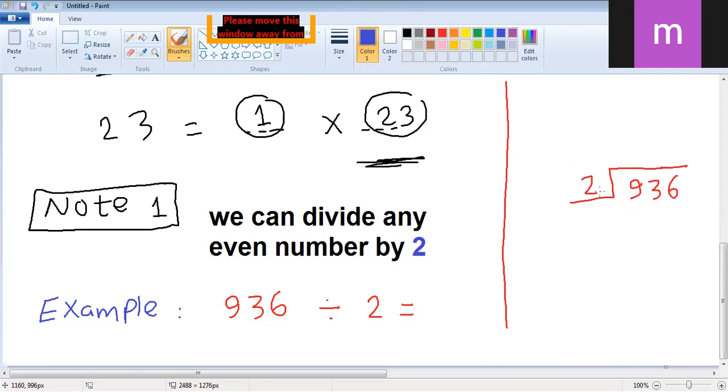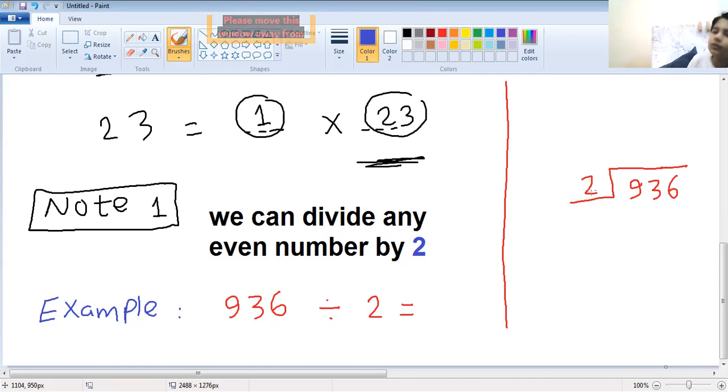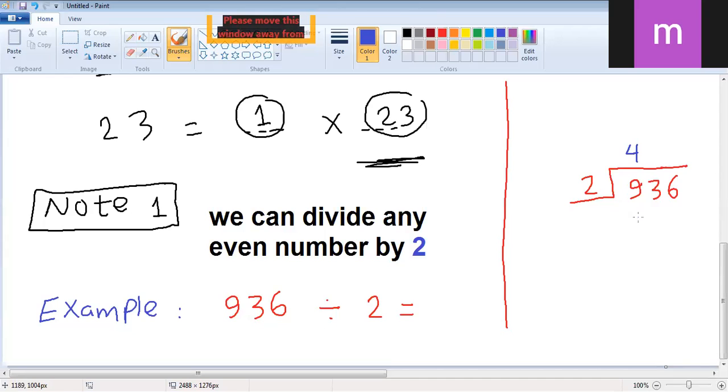9 divided by 2. 2 times what number gives 9 or almost 9? 2 times 4. 2 times 4 is 8. All right, 4. I write 8 down because I multiply here. 9 minus 8, the third step is to subtract, is 1. Then drop 3.